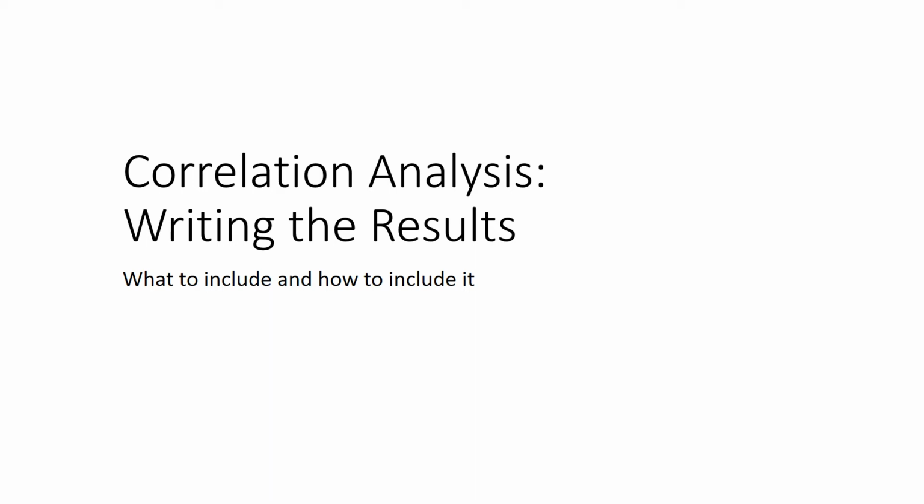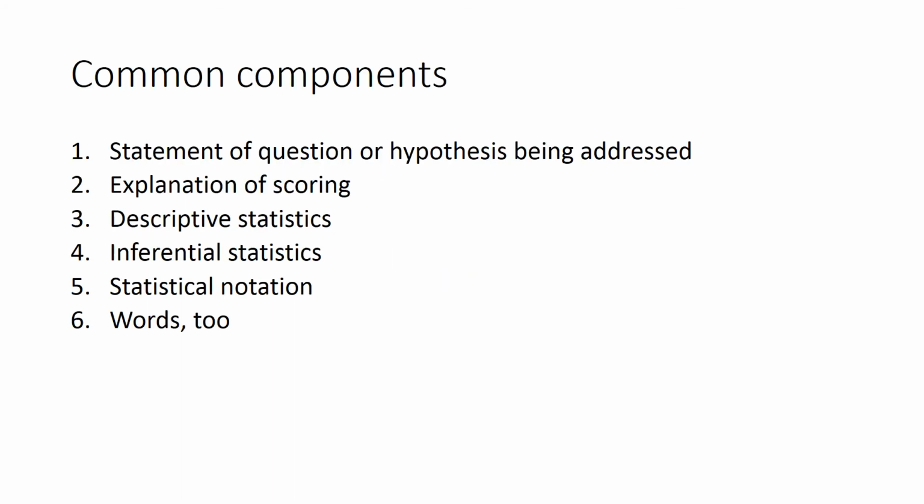As with most parts of the APA-style manuscript, the results section tends to have a few common elements, but those elements are presented a little differently for each study. We can think of the results section as having 6 components, as noted in the slide.